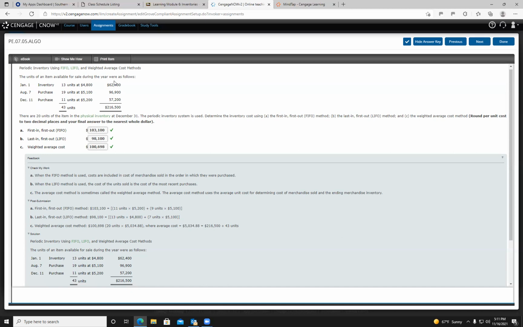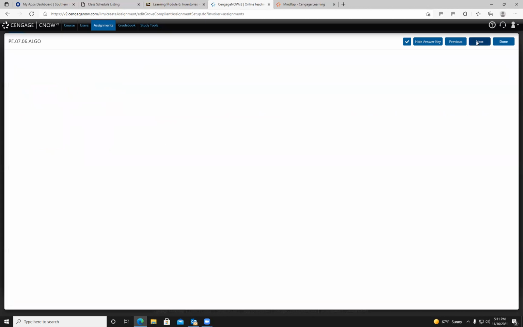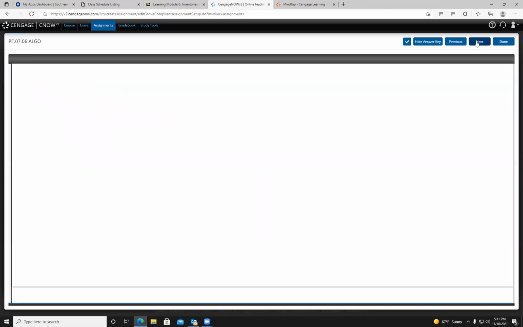So again, how we came to that conclusion: we take our total inventory cost for the year, which is $216,500, divide that by the total units that were available for sale during that year, which is 43 units, and that gives you an average cost of $5,034.88. Multiply that by the total units you have on hand on December 31st, and that gives you your ending inventory balance under the weighted average. Okay. All right, so we'll move on to the next problem.